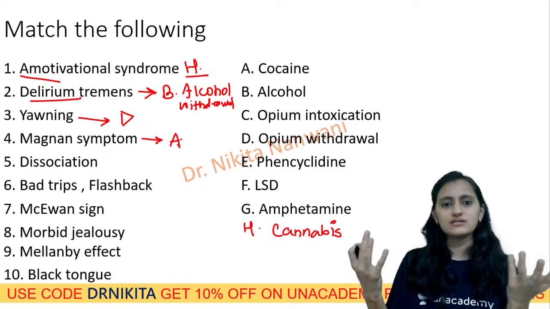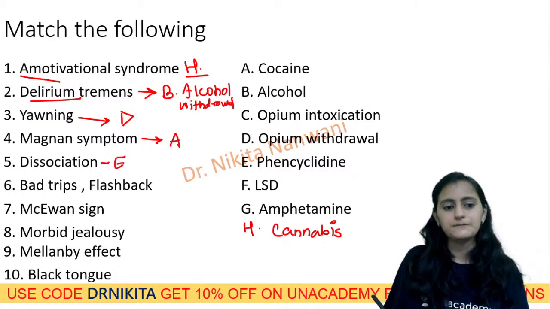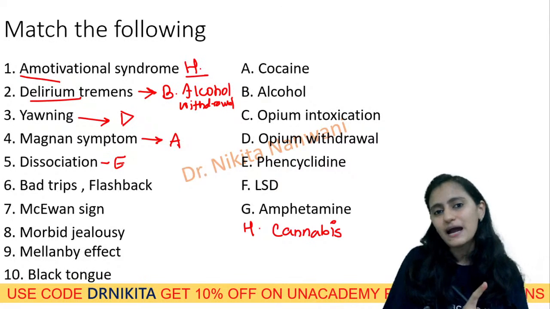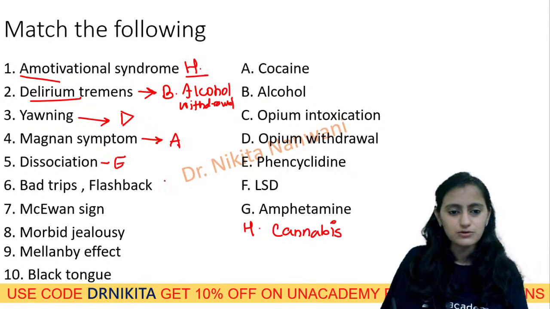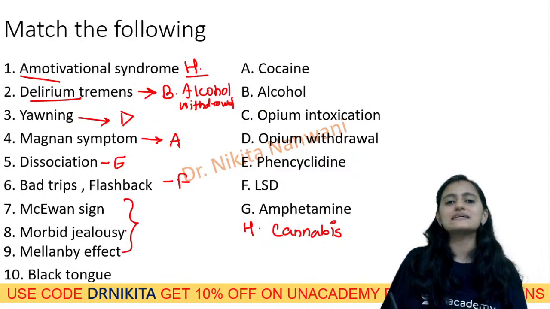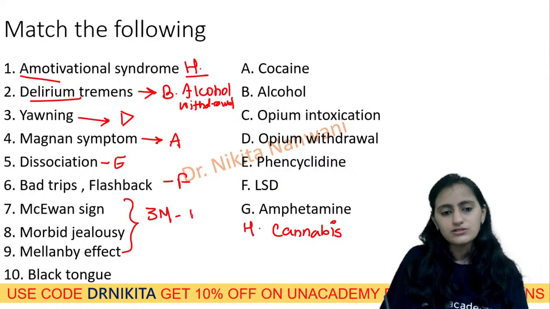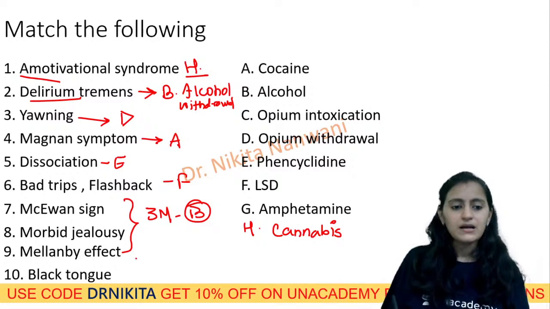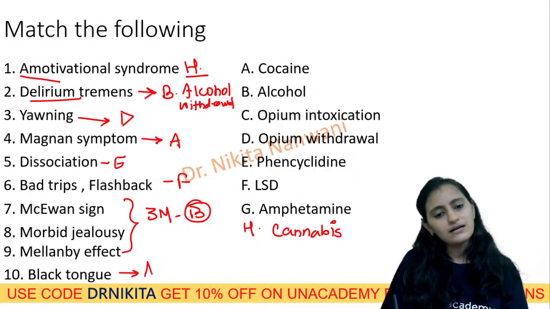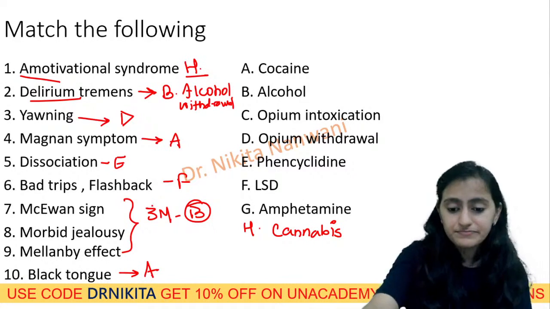Dissociation, when do we get dissociated? When we listen to the fairy tales, phencyclidine, that is option E. Bad trips, flashback, LSD, love sex dhokha jab hota hai toh ye ho gaya LSD. McEwan sign, morbid jealousy, Mellanby effect, the 3 M's is your alcohol. So option B, alcohol. Black tongue, black is Coca-Cola, so it is seen with cocaine, right?